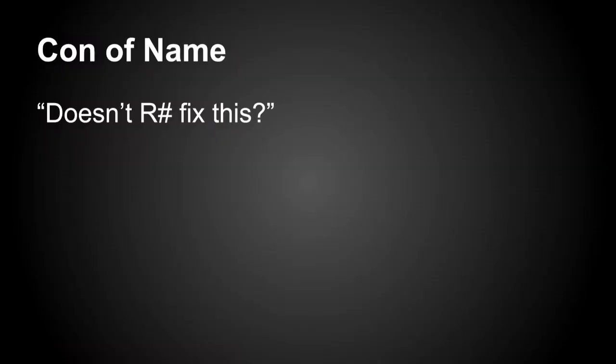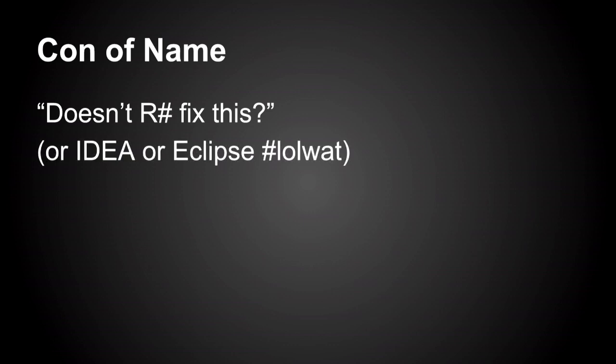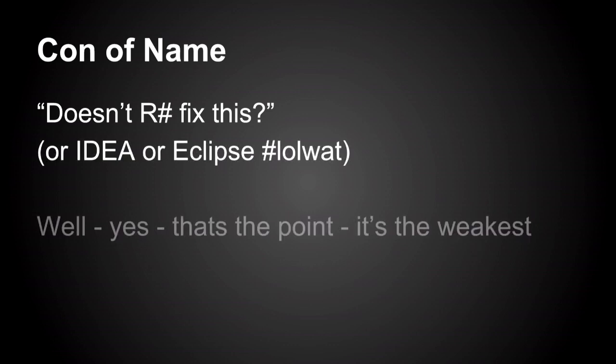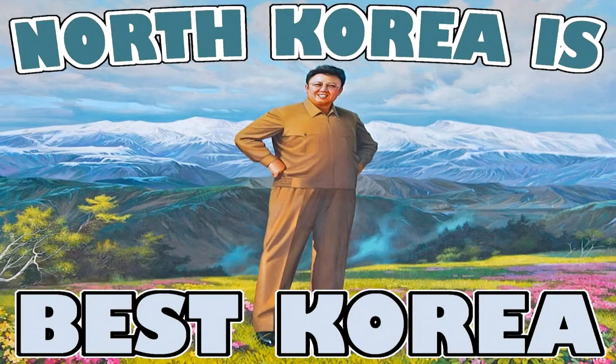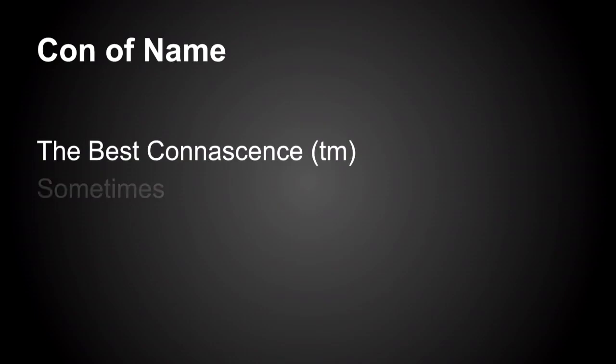And you're sitting there thinking, this is the worst talk I've ever been in my life. And you're thinking, doesn't my refactoring tool, doesn't ReSharper fix this, or doesn't IDEA or Eclipse? And that's the point. This is the weakest connascence. It's the best connascence. It's like North Korea is the best Korea. Connascence of name is what you want, most of the time. Sometimes. Actually, it turns out this can be very much more complicated than it sounds. And your compiler or your type system or your runtime can probably help you with some of these things.